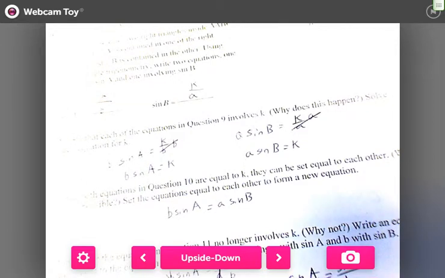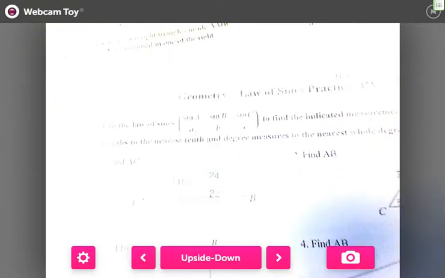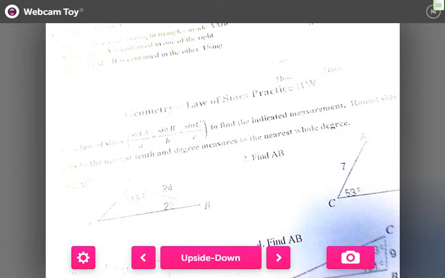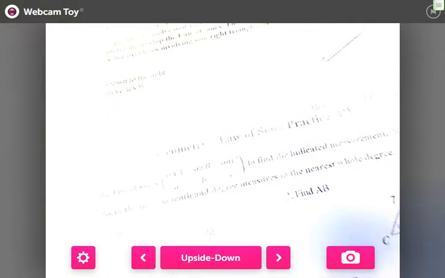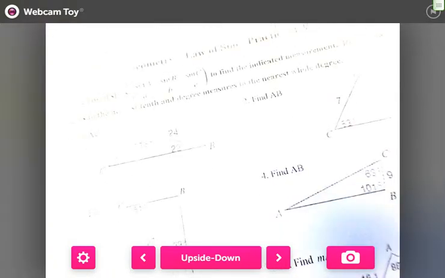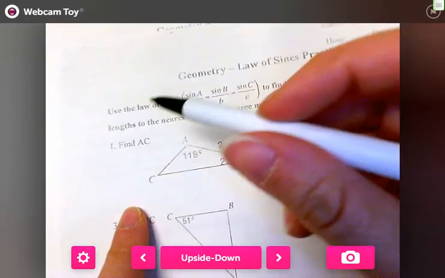Okay. So you should have your homework out in front of you. And we're going to do an example problem. I'm going to do number 1. Okay, we're looking right here at number 1. And we want to find AC.